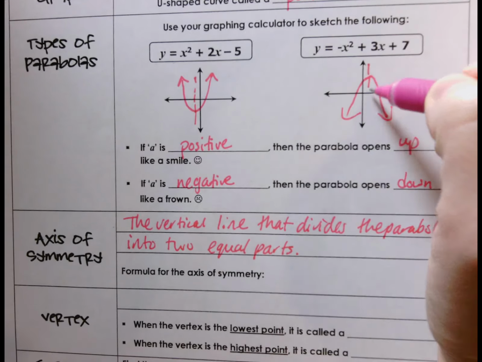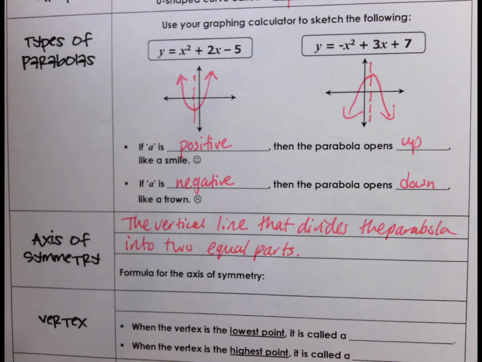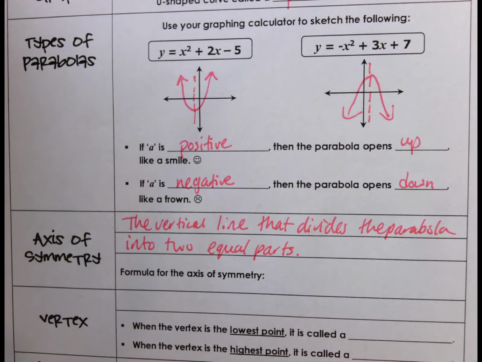on each of these. Now my picture doesn't do it justice because mine are not equal on both sides just because of human error. But if you draw this perfectly, exactly like it's supposed to be, then you will have two equal parts on either side of that axis of symmetry.